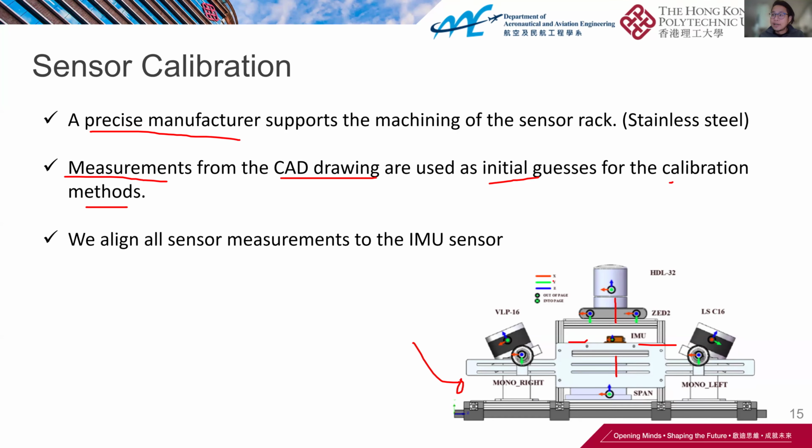For the extrinsic parameters, we suggest that every sensor goes back to the IMU for sensor fusion purposes. So we align the sensor measurements to the IMU. The extrinsic parameters you can get are LiDAR to IMU, camera to IMU, SPAN to IMU, and also the 16 channel to IMU.